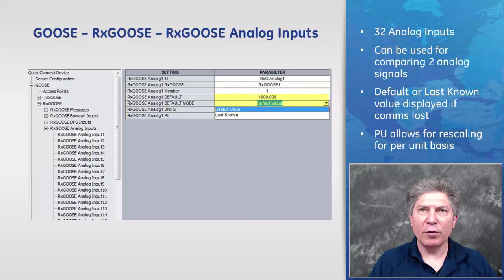In a default mode, once again, this is used when connectivity is lost as well, and we have a choice of which value to display, whether we want the default value or the last known. The next one we'll look at is units. The units is a four character field that represents the units. And the last one is the per unit, which allows us to rescale the per unit base value on an analog value.